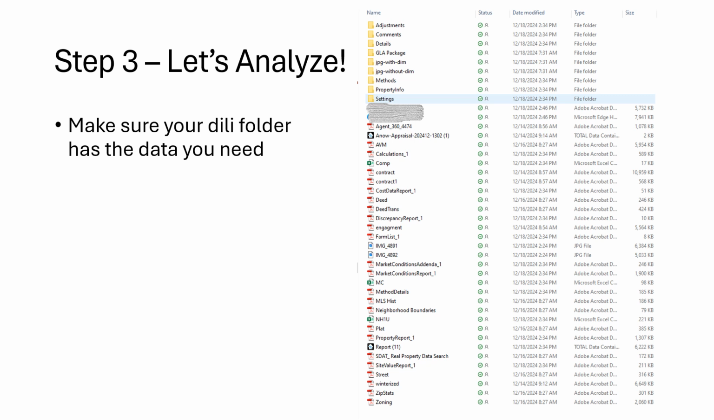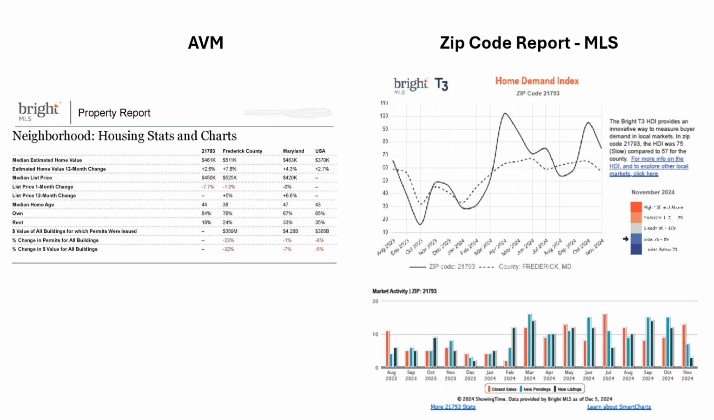Next, let's analyze. Make sure your diligence folder has what you're going to be working on. For example, here's our comps, here's our market conditions report, here's our one unit housing, here's our AVM. All these features should be within your diligence folder. Some say this is a lot, some say it's not enough. It's what we use. We haven't had any issues with it. I strongly recommend that you document your diligence in your diligence folder.